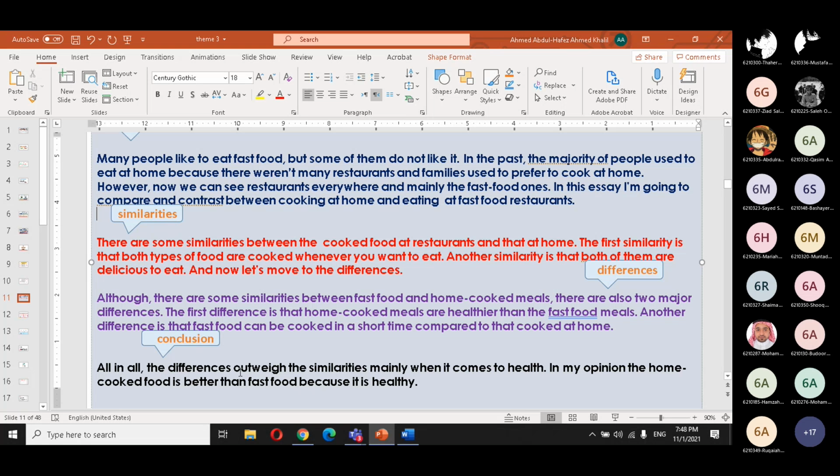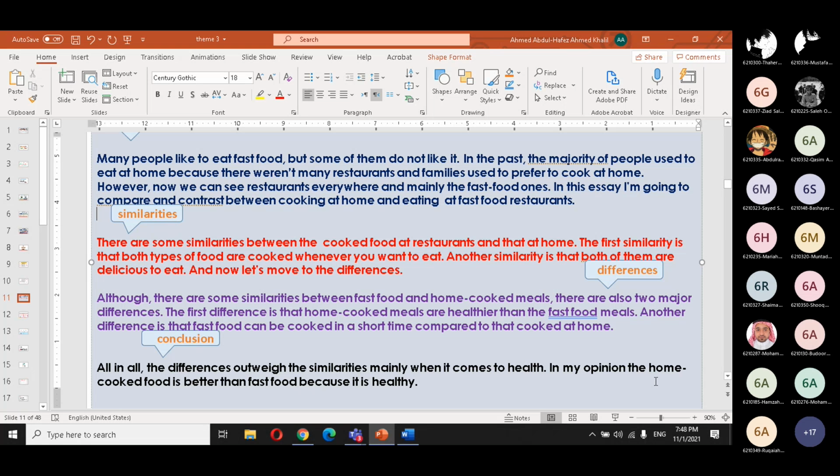All in all, the differences outweigh. Outweigh means more important. You took the word weigh, which means to weigh. Outweigh means to weigh more, so more important. Okay? The differences outweigh the similarities mainly when it comes to health. In my opinion, the home, you can put your opinion at the end about which is better. In my opinion, the home cooked food is better than fast food because it is healthy.